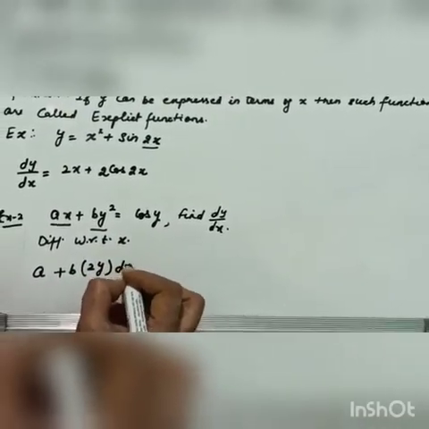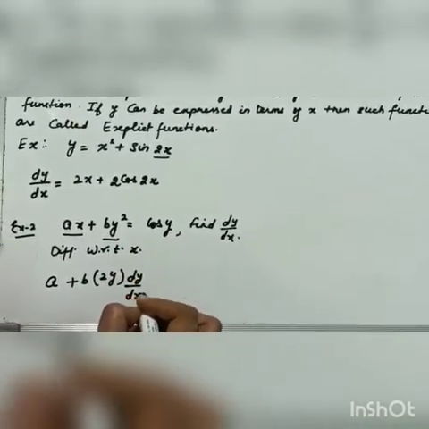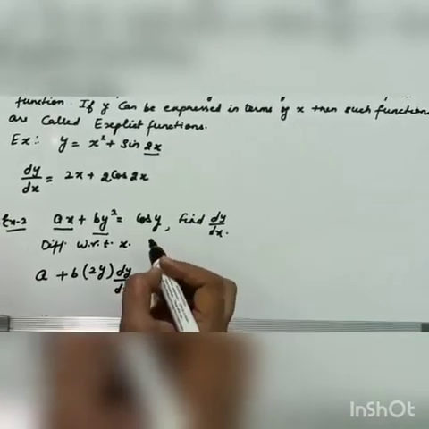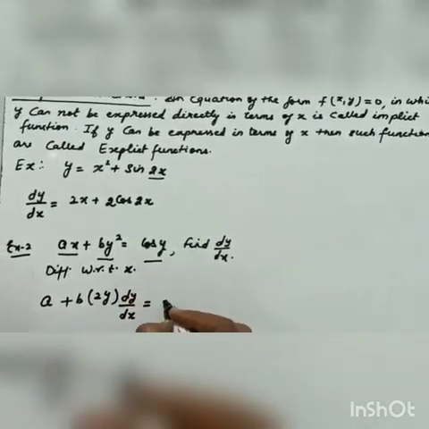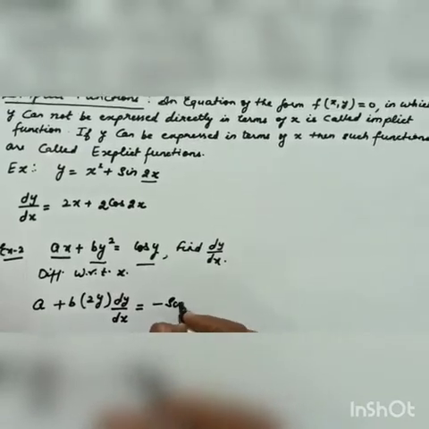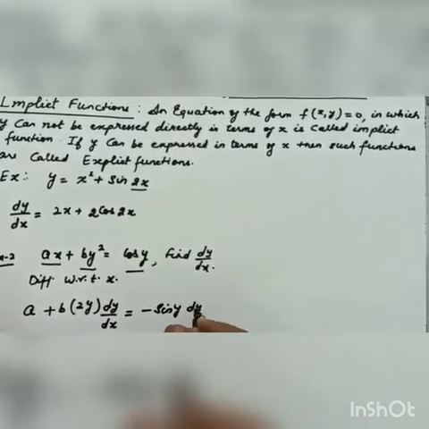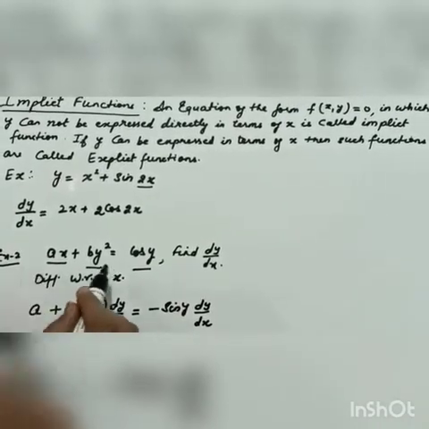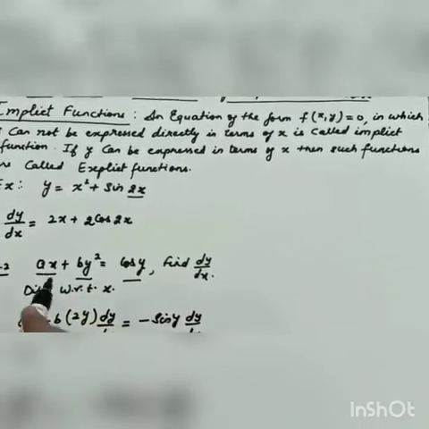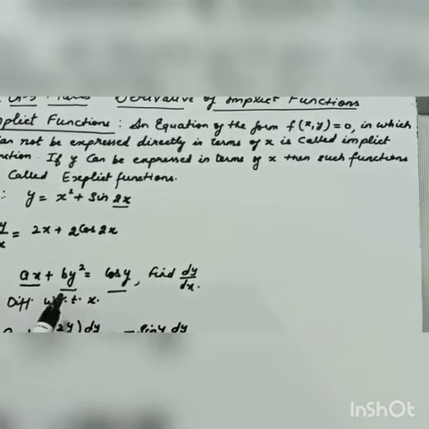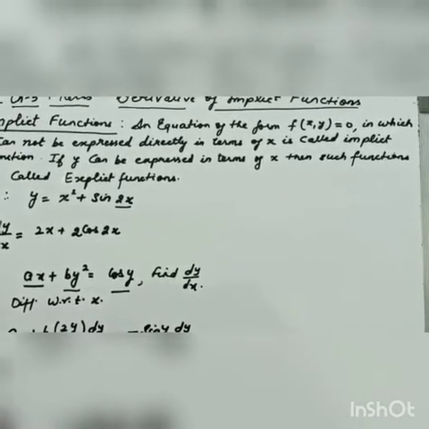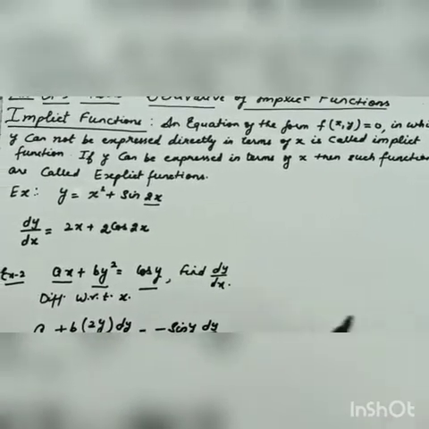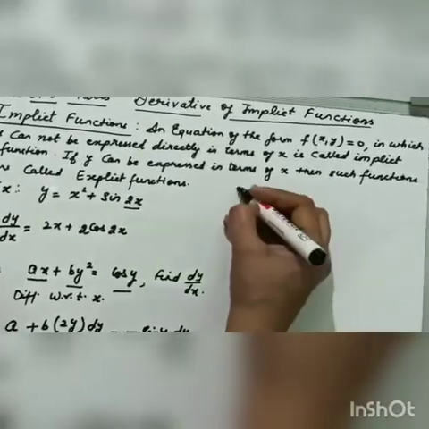So when you differentiate this, ax gives a, derivative of by square is, b is the constant, y square derivative 2y, and derivative of y is dy by dx, equal to derivative of cos y is minus sine y, and derivative of y is dy by dx. So when we differentiate with respect to x, when there is a term having y, we have to write dy by dx along with the derivative. So now the question is to find dy by dx.